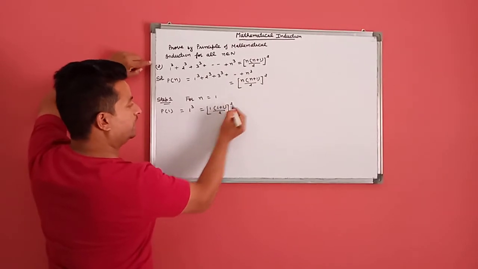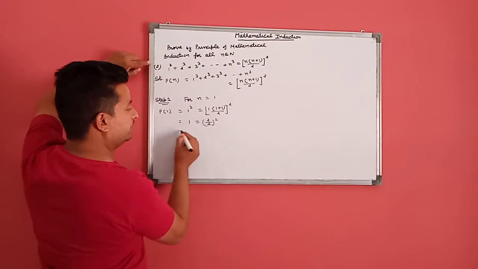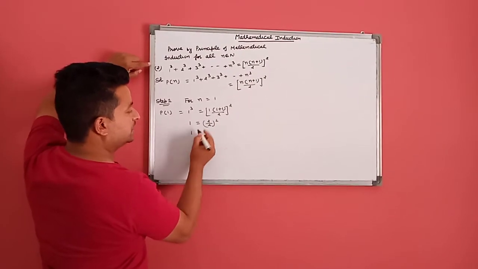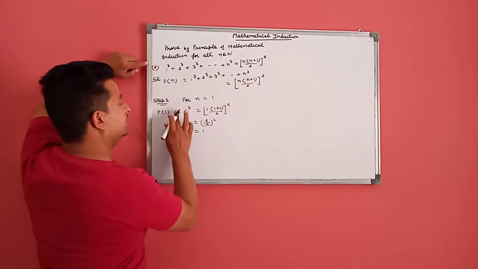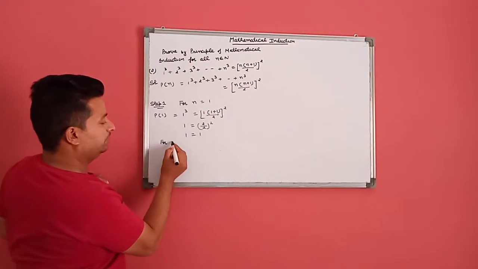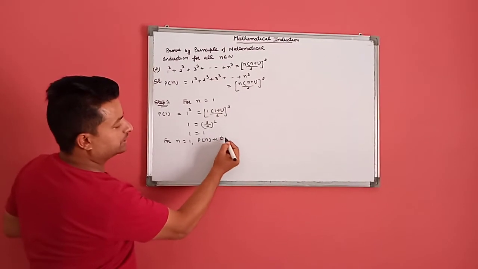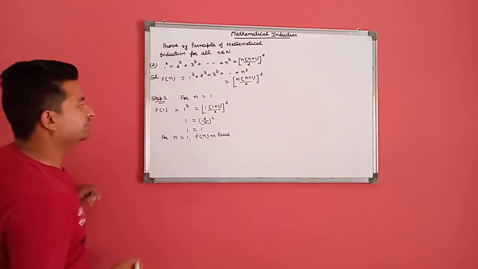So 1 cube is 1. This is 2 by 2 square, cancel out, which is always equal to 1. This means for n is equal to 1, Pn is true. This is the first step, which is common in the previous.